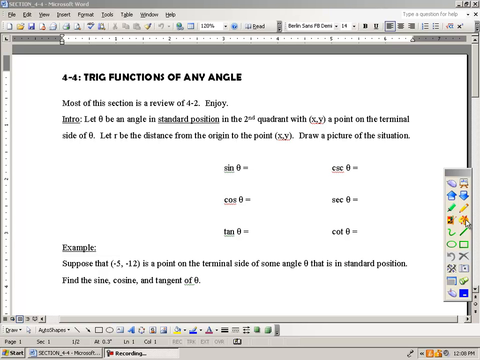Right, this is section 4.4. We're talking about trig functions. The only thing is we're not looking specifically on a unit circle now. We're going to start expanding out to any point in the coordinate plane and how to work with that.